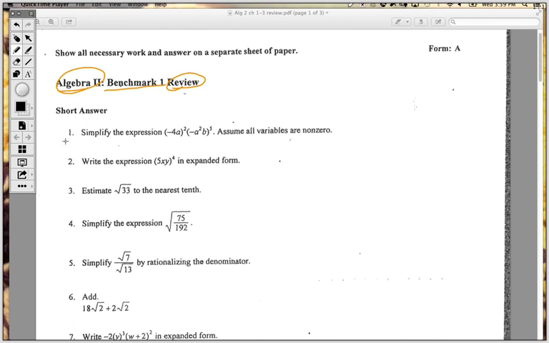So the first one, number one, says simplify the expression, assume all variables are non-zero, and we have some exponents here, there, and there. When we work through those exponents, we're just following the rules for exponents. The first one is squared, and there's this negative 4a, so that's really negative 4a times negative 4a. And the other one is a squared b to the fifth, so I would have 5 of that group.